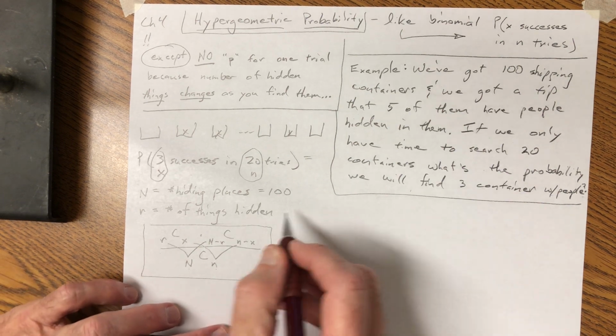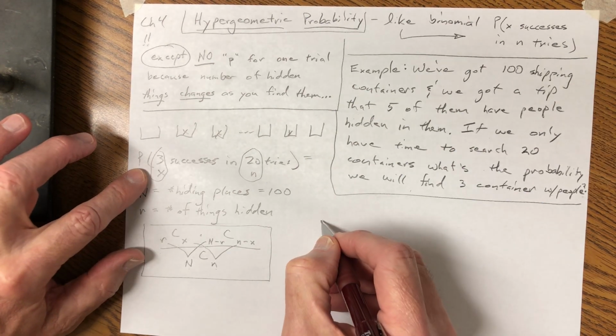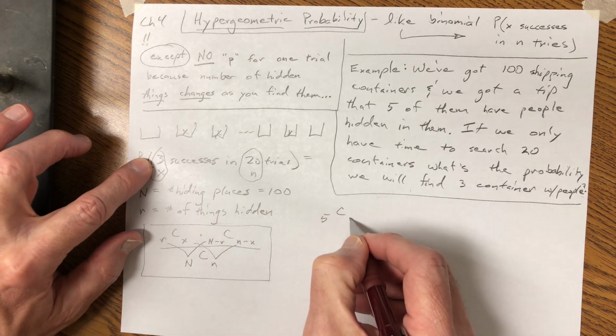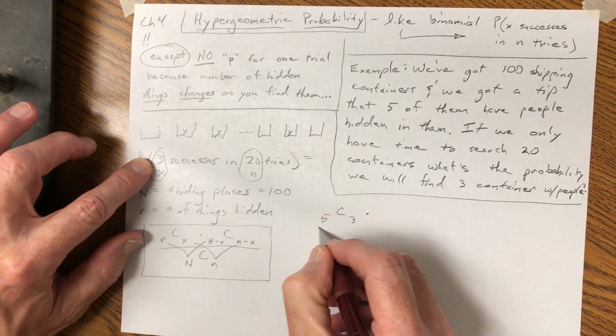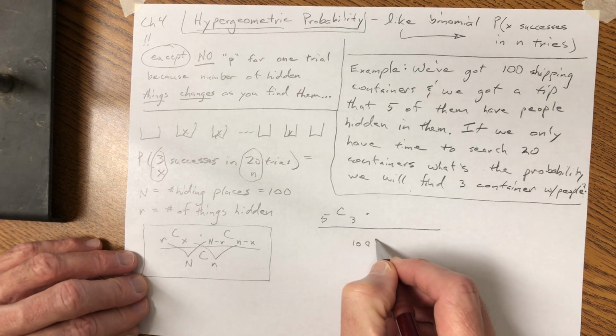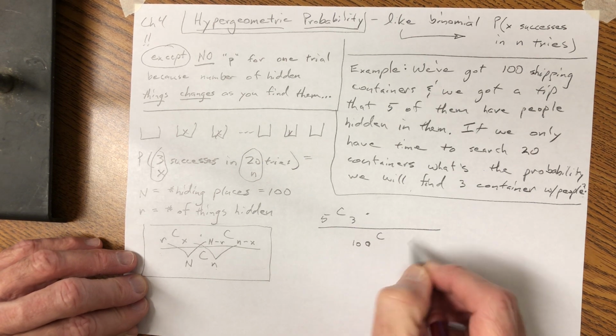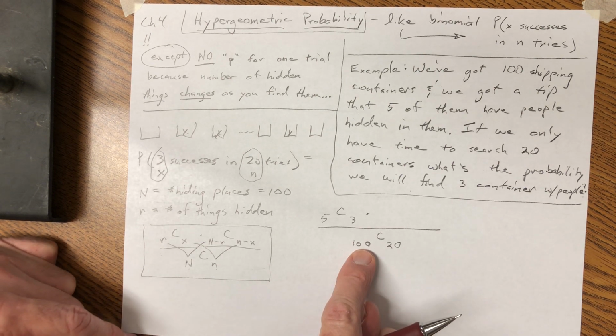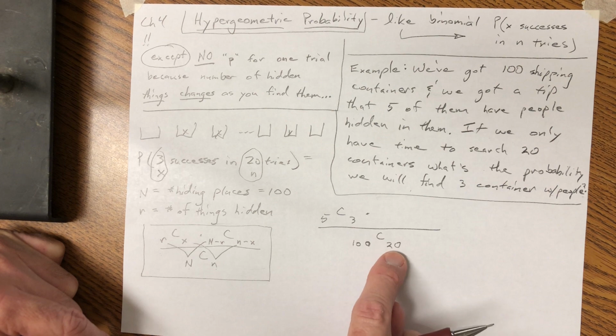So what we want to know is we've got 5 things hidden, and we want to know the probability we find 3 of them. The denominator is going to be there's 100 places to hide things, and we're going to search 20 of them. So how many different ways can we open those 100 containers? It's going to be 100 choose 20.